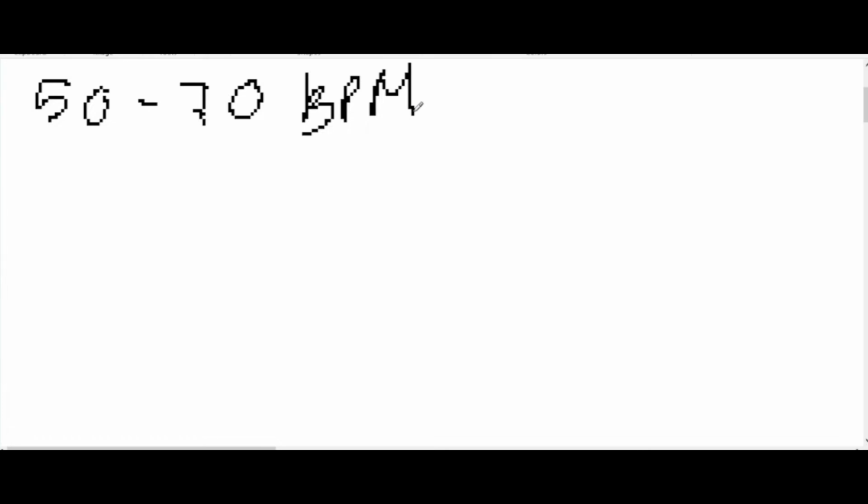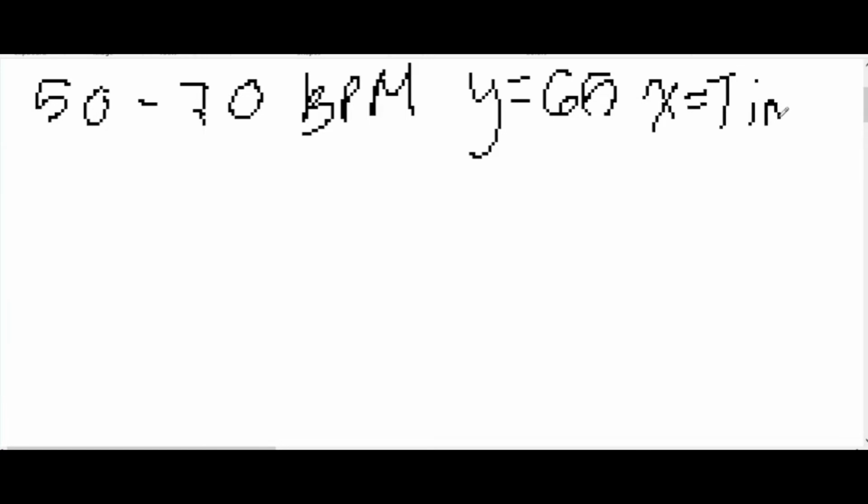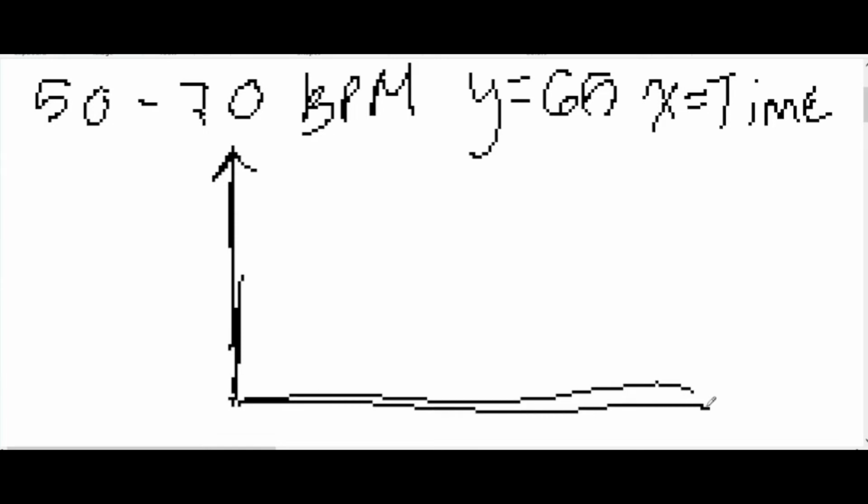So for this one, we're going to say y is equal to 60, because apparently that's the average heart rate for a well-trained athlete. So 60. And then our x is probably going to be time, because that's the most common constant factor. Let's say you're a doctor, or you're in nursing school.